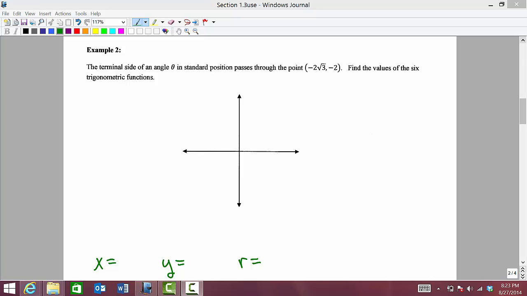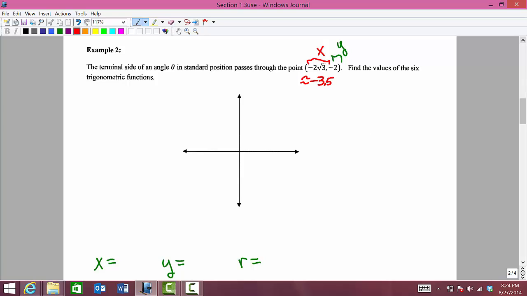In example 2, we are told that the terminal side of an angle theta in standard position passes through the point -2 times the square root of 3. That would be our x value here, comma, -2, and -2 would represent our y value. Find the values of the 6 trigonometric functions. Now that x value, if we put that into our calculators, 2 times the square root of 3, we will find that that is approximately negative 3.5.